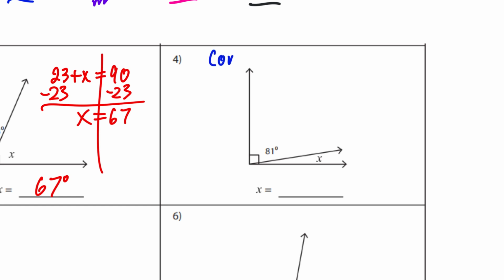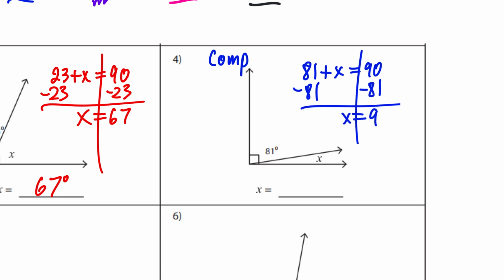Okay, this one, these are complementary. So 81 plus x equals 90. Just subtract 81. And x equals 9.